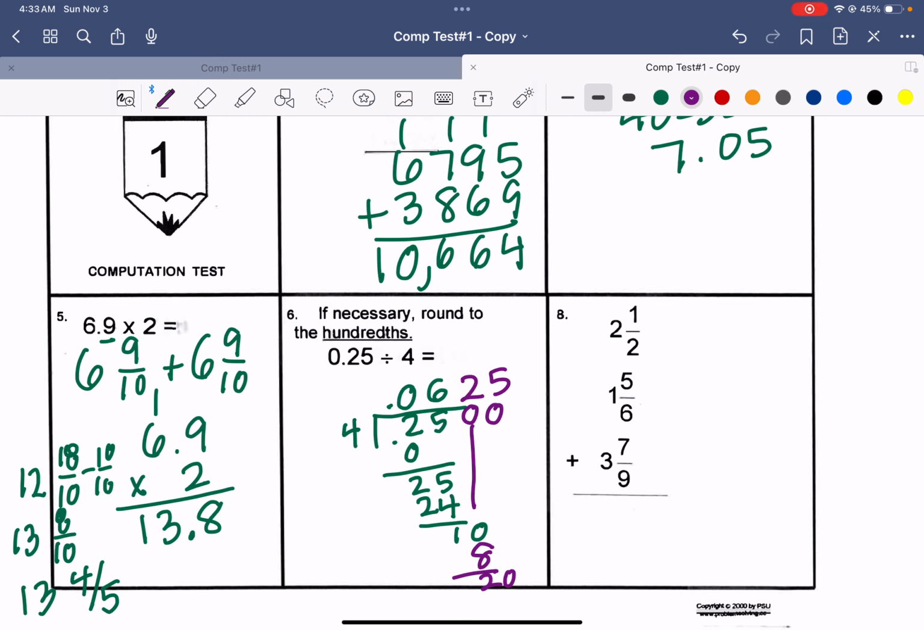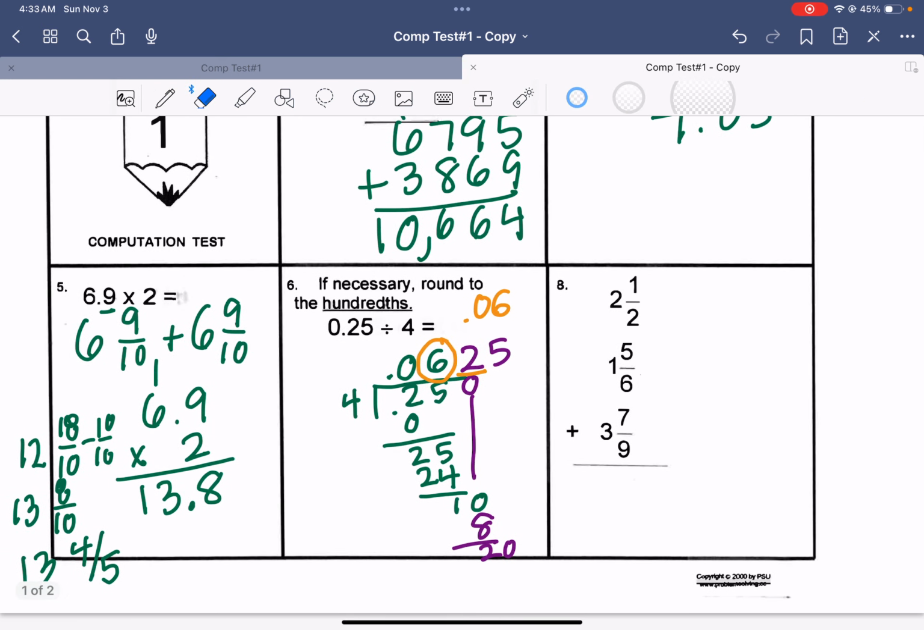Now it's set to round to the hundredths place, which is the 2, and the number to the right is 5 or greater. So what that means, that's wrong place value. That's my hundredths, and the number to the right is less than 5, so it's just 0.06 or 6/100ths. All right, let's go to number 8.